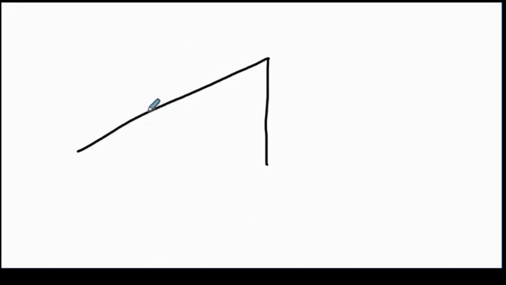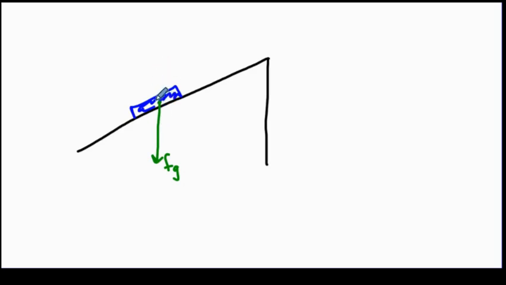This time what I have is a ramp, and I have a book on the ramp. Because it's not moving, we know that the forces must all counterbalance each other. We have a force of gravity. What we need to remember is that gravity is straight down. It's caused by the mass of the book, but it's straight down.